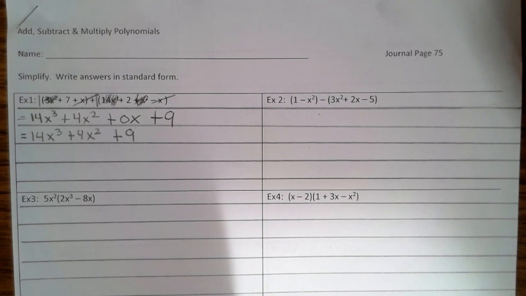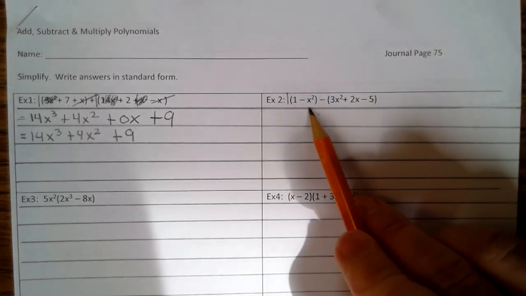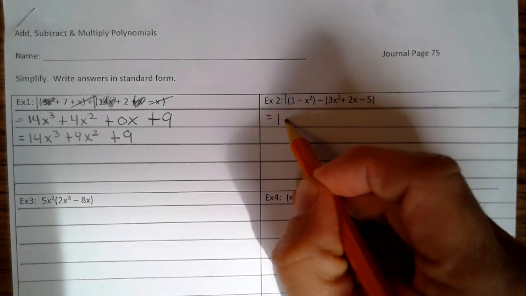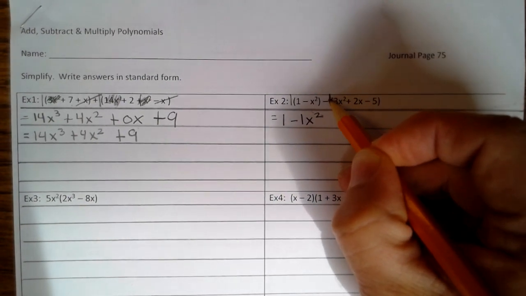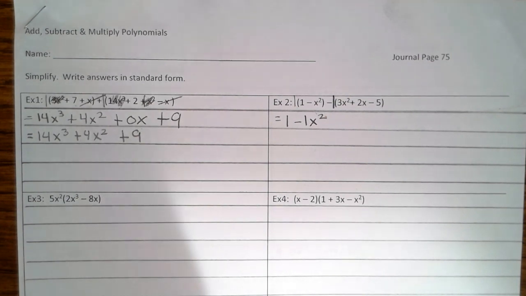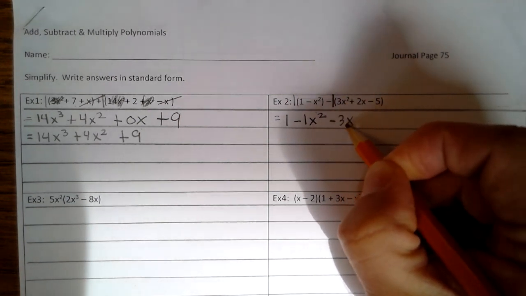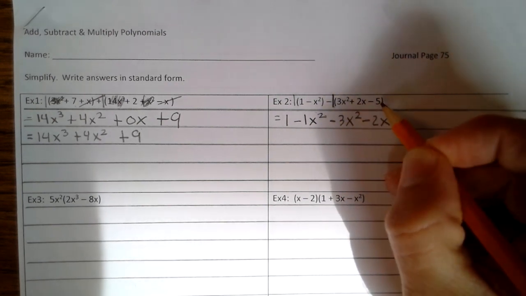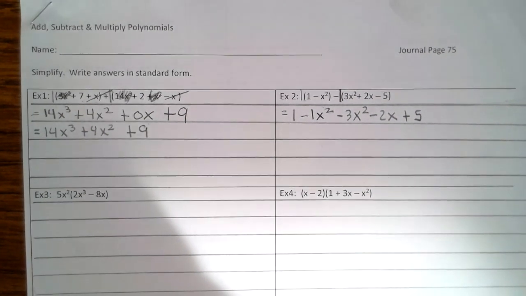Okay, now here we put a 1 in front of the parentheses, so we distribute. Well, 1 times 1 is 1. 1 times negative x squared is negative 1x squared. But now we have a negative, and we'll put a 1 in front of the parentheses, so we need to distribute a negative 1 to each term. Okay, so that's negative 1 times 3x squared is minus 3x squared. Negative 1 times 2 is minus 2x. And then negative 1 times negative 5 is a plus 5.